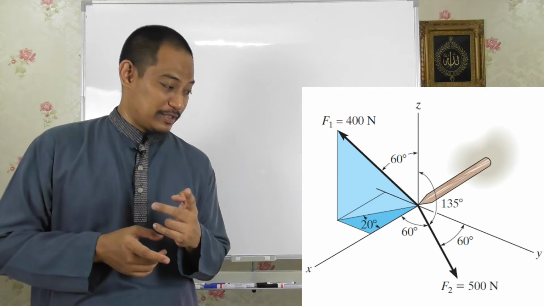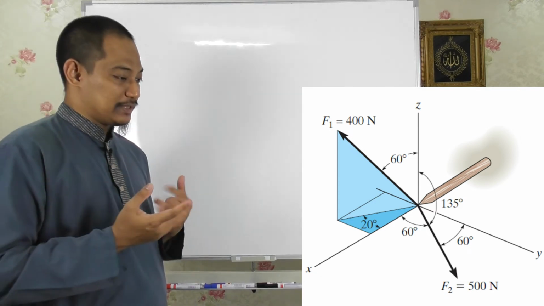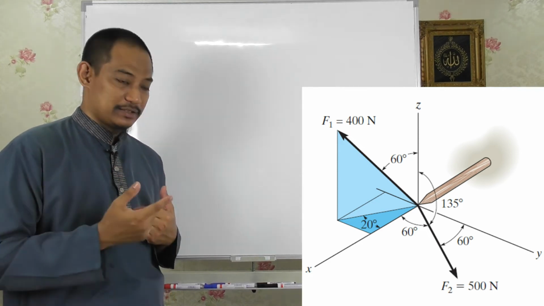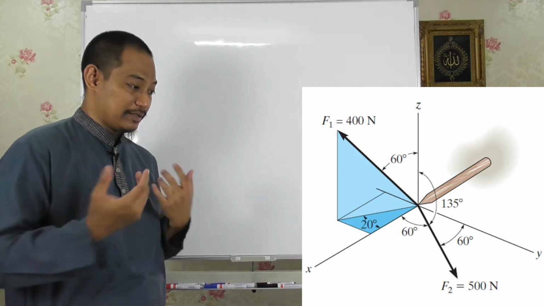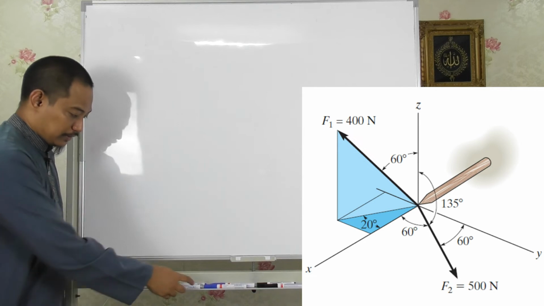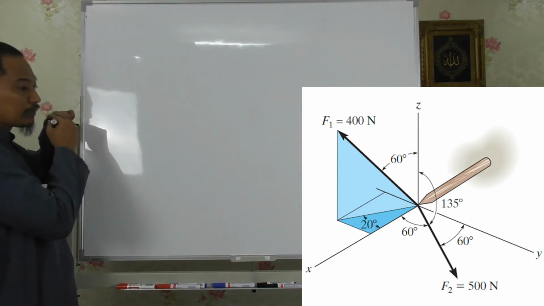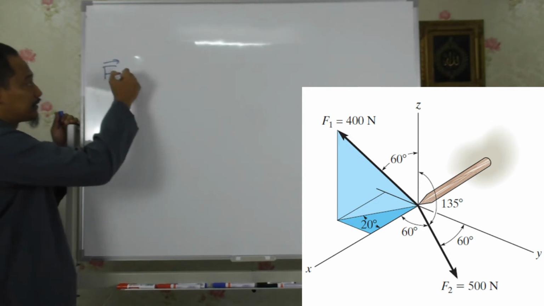Hopefully you already resolved that, how to get this one, right? The question says express F1 and F2 as Cartesian vectors. So that's part 1, expressing F1 and F2 as Cartesian vectors, and then we need to calculate the resultant, right? All right, so F1 in Cartesian vector form.